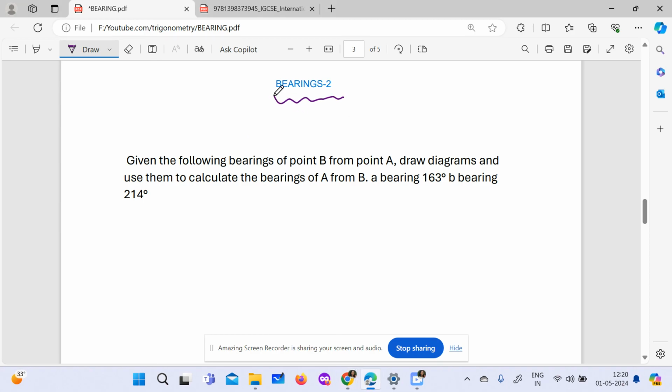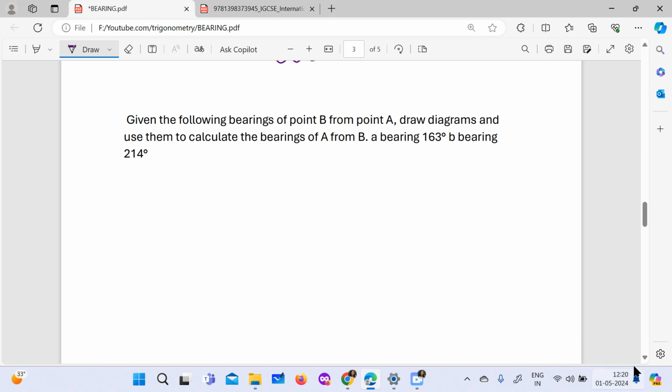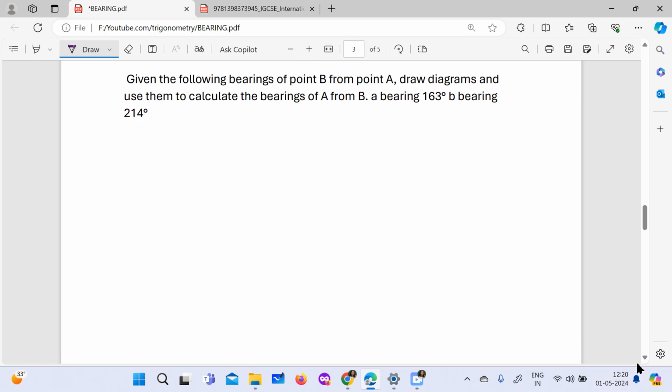So we have done one more class which was the introduction of bearings. Okay, so we will do a few more questions here in continuation of the first class. Given the following bearings of point B from point A, it says that bearings are given for point B from point A. Draw diagrams and use them to calculate the bearing of A from B.